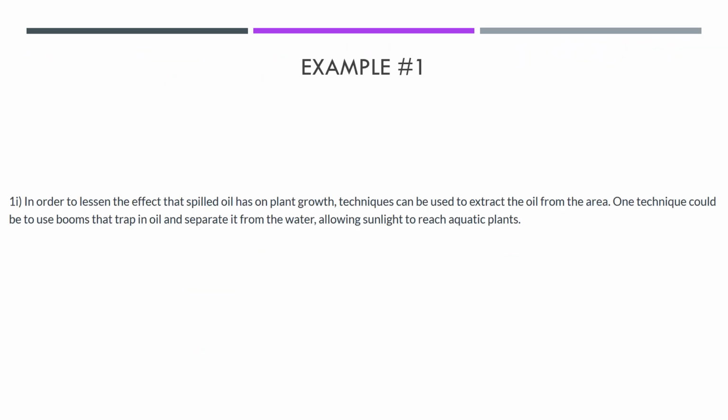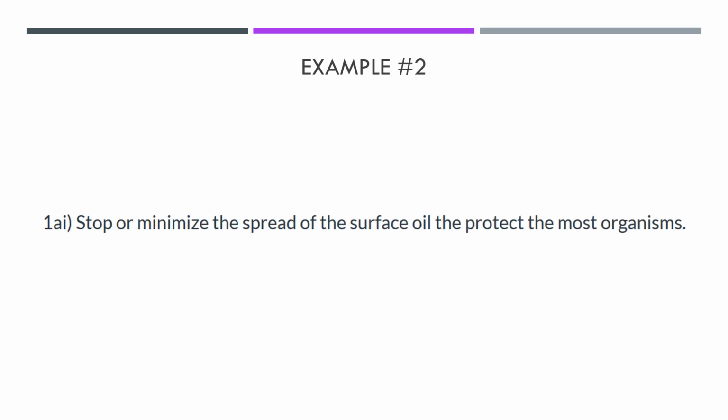So again, continuing, and I use the same student's example because it is linked. In order to lessen the effect that spilled oil has on plant growth, techniques can be used to extract the oil from the area. One technique could be to use booms that trap in oil and separate it from the water, allowing sunlight to reach aquatic plants. Very good answer. Actually got to separate, so removing. Very good, very good. So the second example is the same student that wrote the second example.